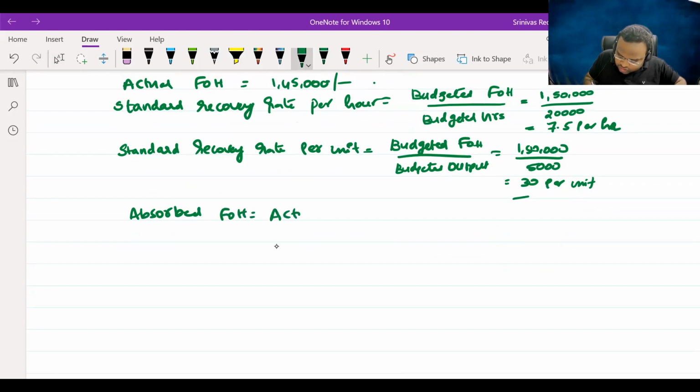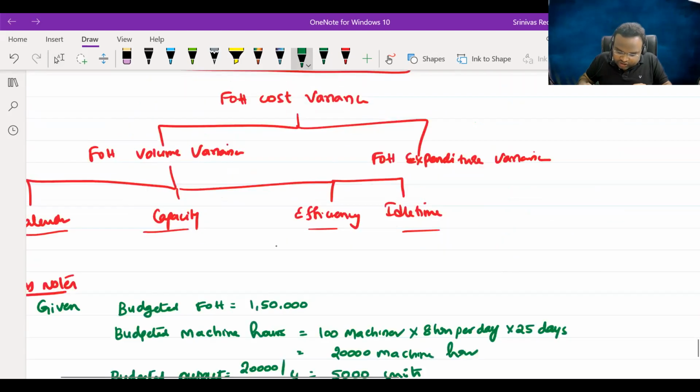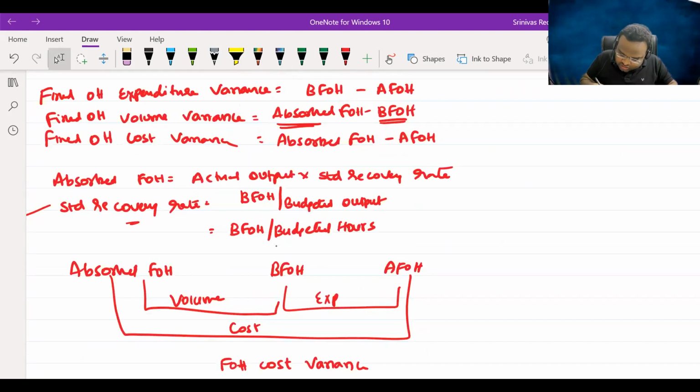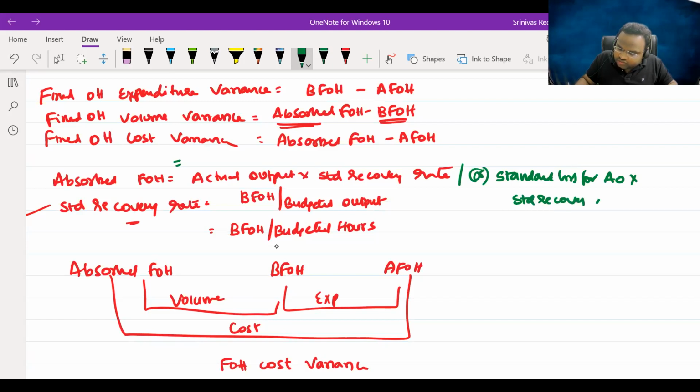Absorption is based on which output? Actual output, or standard hours for actual output. If it is in terms of output, you take actual output. I'll write it down here because it is very important. Absorbed is actual output into standard recovery rate, or standard hours for actual output into standard recovery rate per hour. If it is based on output, actual output into standard recovery rate. If it is in terms of hours, how many standard hours are required for actual output, that is standard hours for actual output into standard recovery rate per hour.